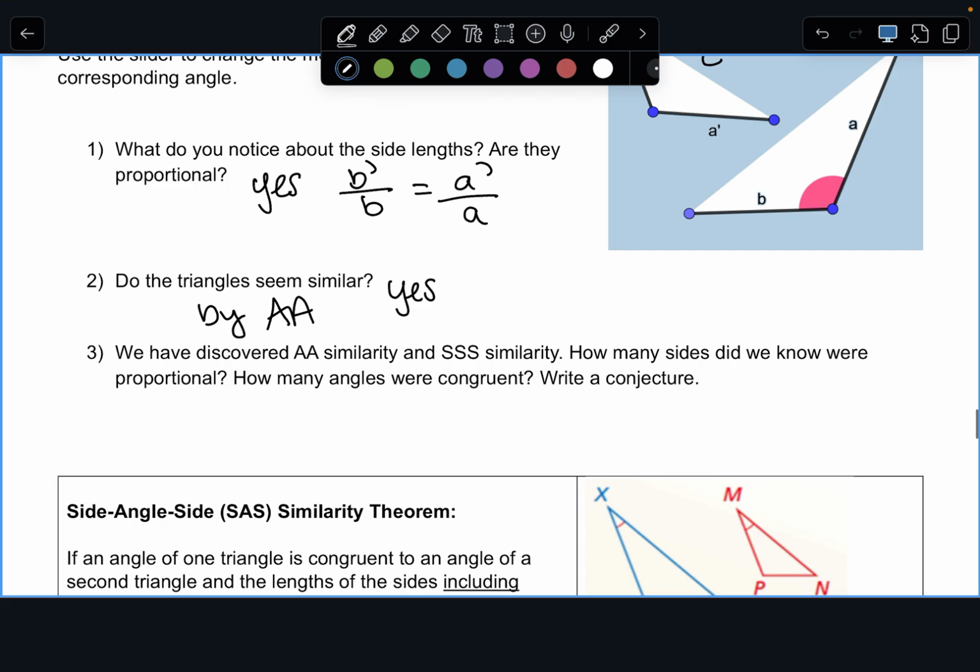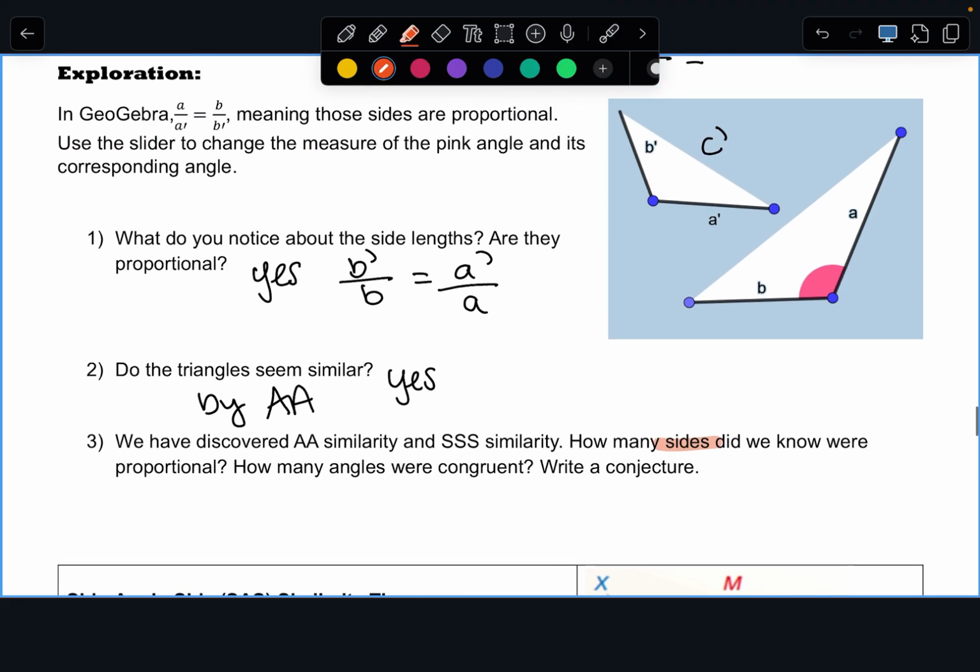So, how many sides did we need to know were proportional? What did we know up here? 2 sides. Okay, we needed 2 sides. And how many angles? 1, just the pink one. The green one came after. What was special about that angle in relation to the sides? It was in between those sides. We needed the included angle.